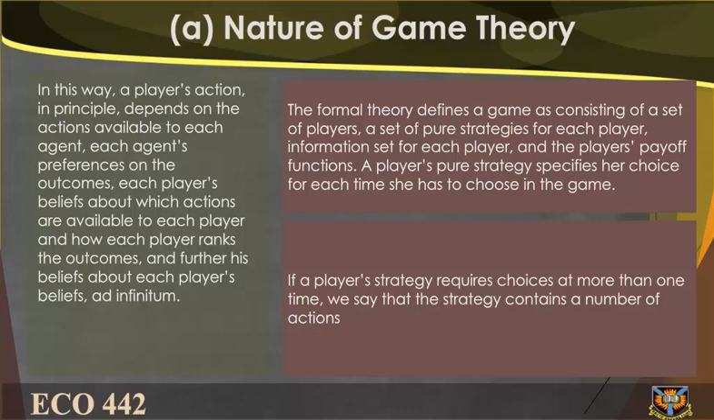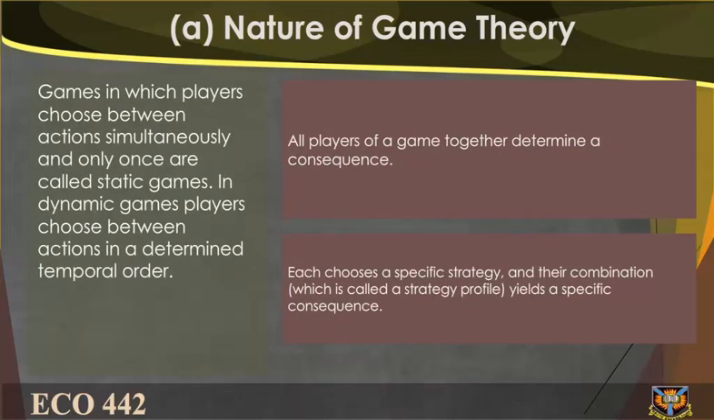The formal theory defines a game as consisting of a set of players, a set of pure strategies for each player, an information set for each player, and the players' payoff functions. A player's pure strategy specifies a choice for each time she has to choose in the game. If a player's strategy requires choices at more than one time, we say that the strategy contains a number of actions. Games in which players choose between actions simultaneously and only once are called static games.